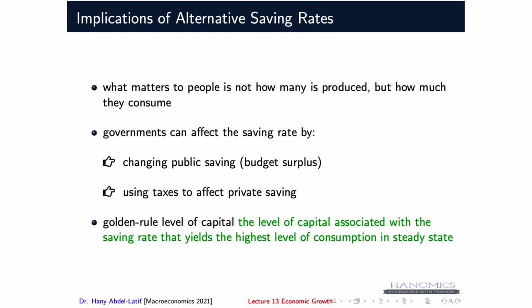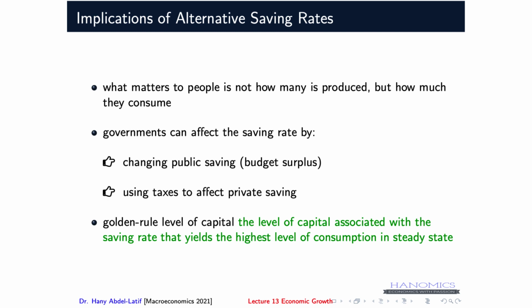So the golden rule level of capital. How much capital? That's what we call the golden rule level of capital. That's basically the level of capital associated with the saving rate that yields the highest level of consumption in steady state.